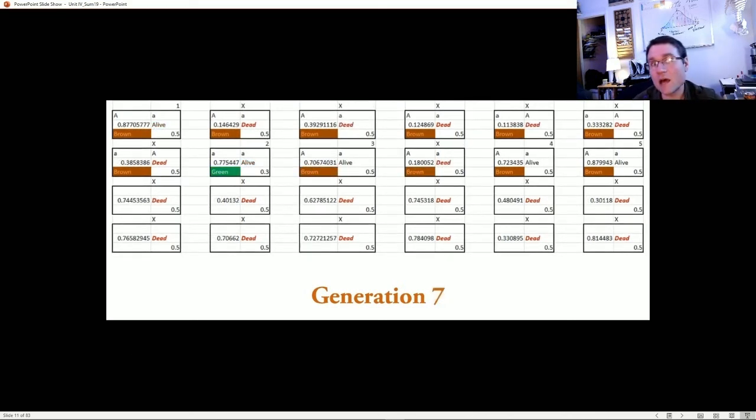Generation 7, not much change. We still have about 50% capacity of the population. But by generation 8, half of the population is green. That's a really staggering increase for green. Now let's keep watching here.